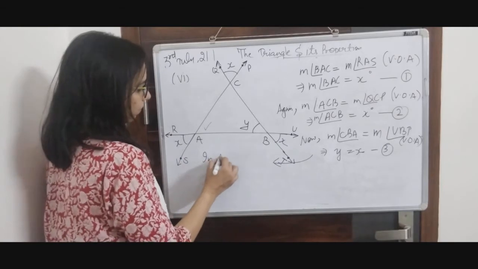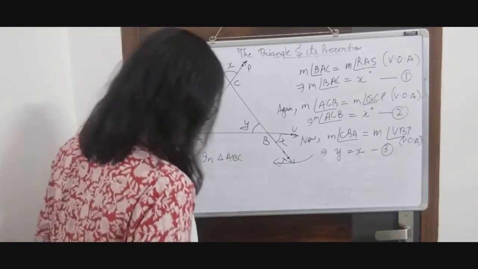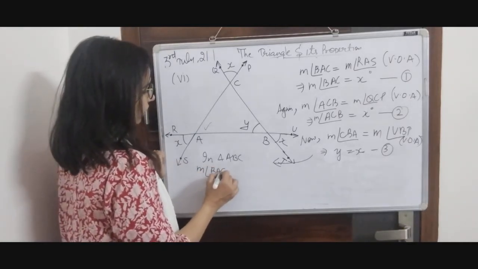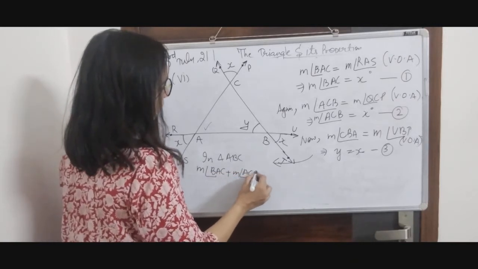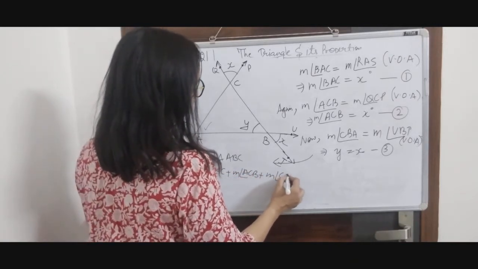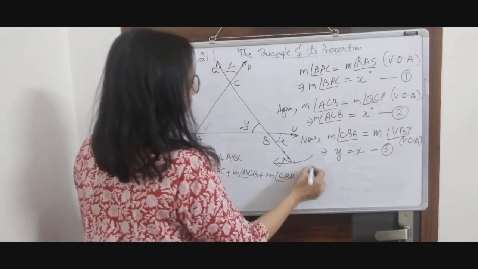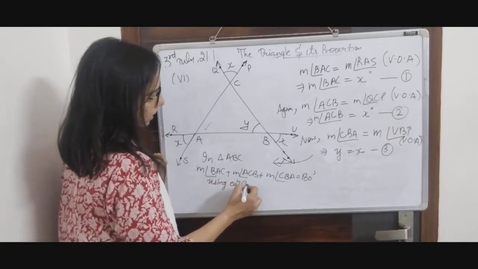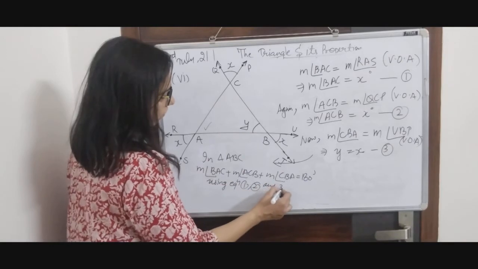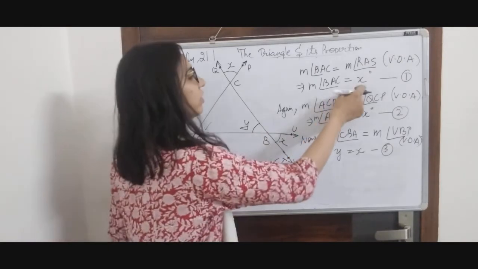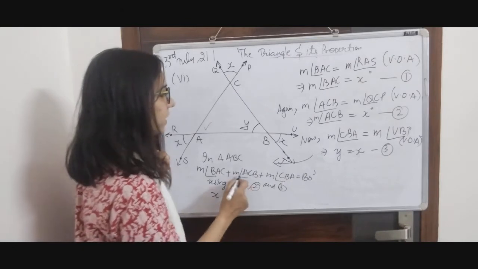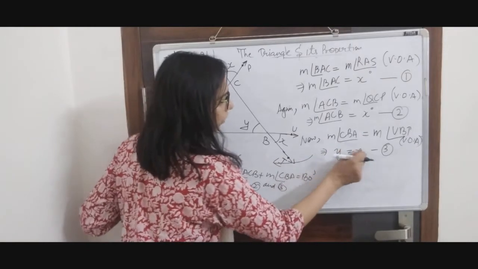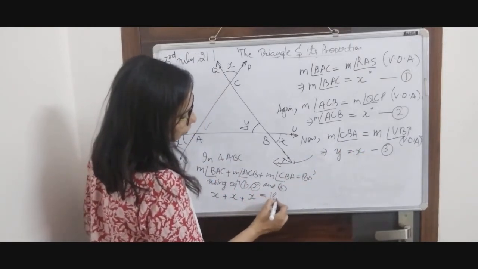Now after that we are going here. So in triangle ABC, sum of angles of a triangle is 180. So measure of BAC plus measure of ACB plus measure of CBA is going to be 180. Now I am going to use equations 1, 2 and 3. What is BAC? BAC is your x. What is ACB? ACB is your x. Now CBA. CBA is y, which is equal to x. So we are going to write x. This is going to be 180.